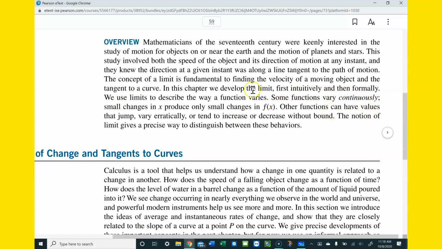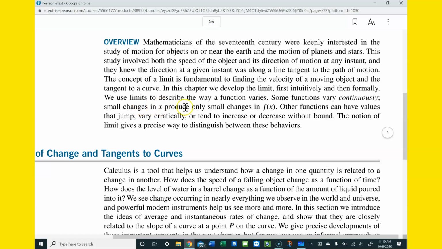We use limits to describe the way a function varies. Some functions vary continuously. Small changes in x produce only small changes in f of x. Other functions can have values that jump erratically, or they increase or decrease without bound. Let me explain that a little bit. The notion of the limit gives a precise way to distinguish between these behaviors. So for example, if you have 5 people in a room and then another person walks in, that value jumps from 5 to 6. It skips over an infinite number of numbers between 5 and 6. That would be a discrete function, not a continuous function.